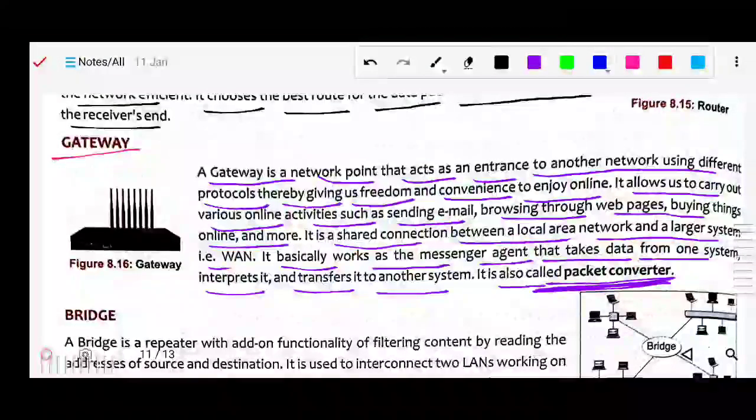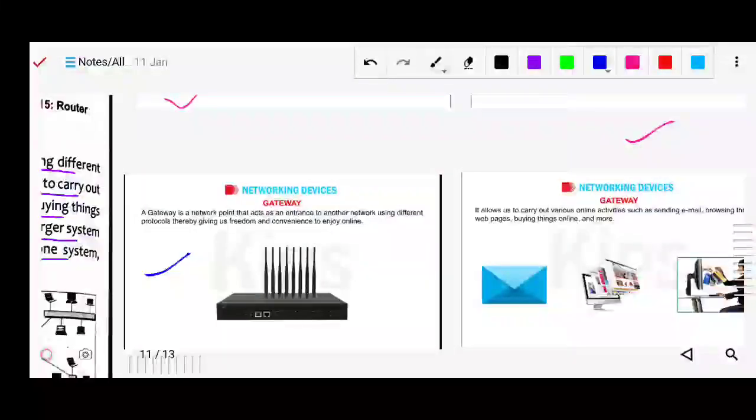This is also called a packet converter. So you can see here, this is the router. A router is a network point that acts as an entrance to another network using a different protocol, thereby giving the freedom to convey. Both are giving the entrance, but the gateway is more powerful as compared to the router, because it works on different protocols.